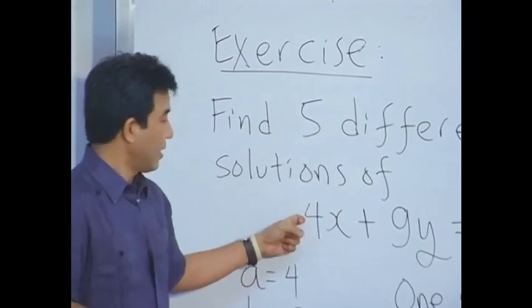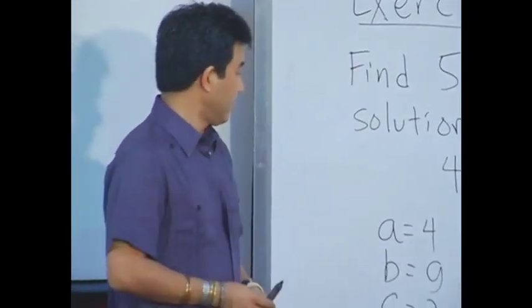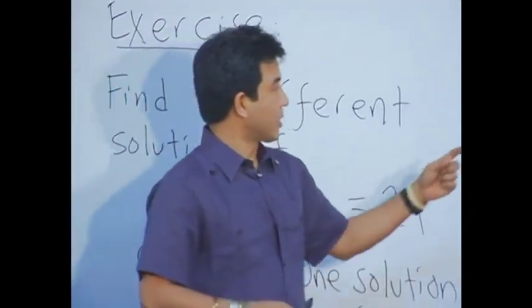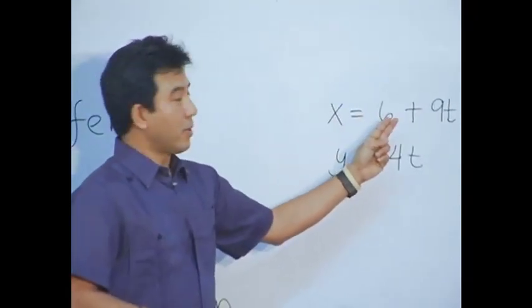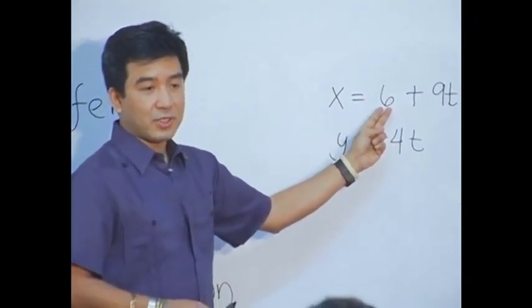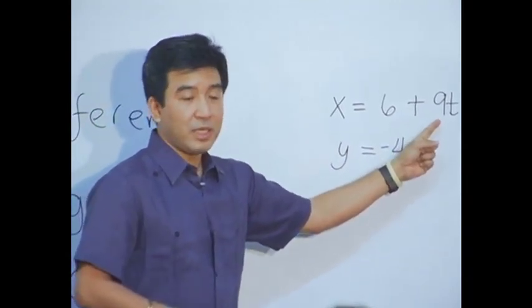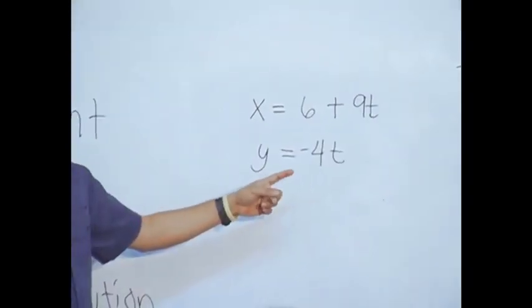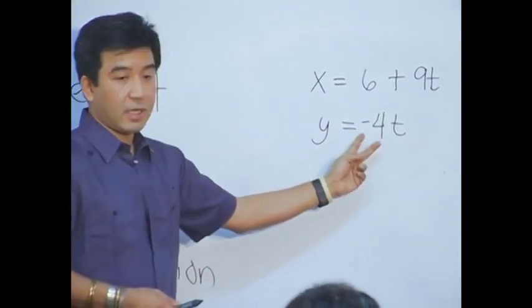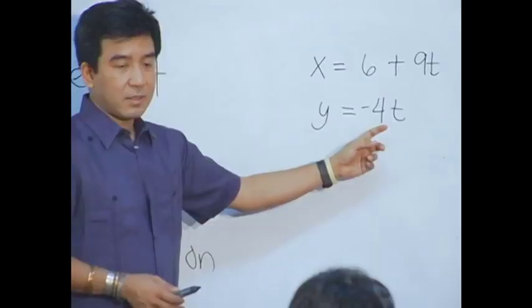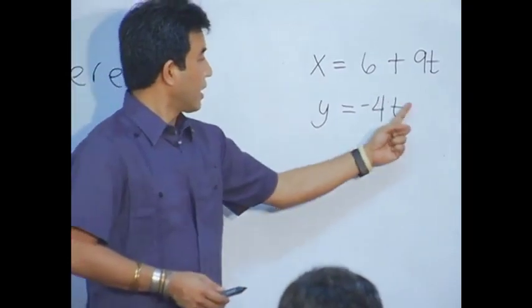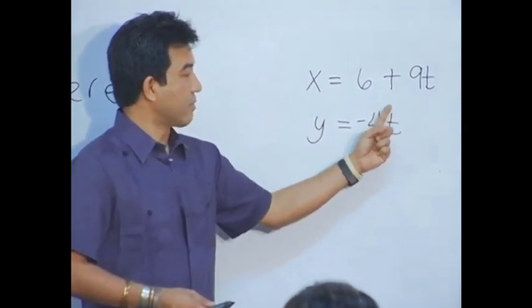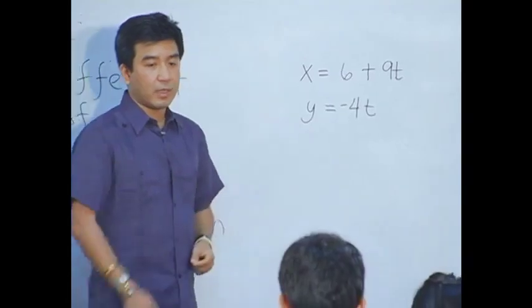Let us look at Sherilyn's solution. We want to solve this. We have one solution, 6, 0, and we use the formulas that we discussed. X is equal to the x coordinate of the first solution, which is 6, plus b over d, that's 9 times t. And y is equal to the first one, 0, minus a over d times t. So that's 0 minus 4t. So this is negative 4. Notice that every time we use a positive integer for t, our y would automatically be negative.